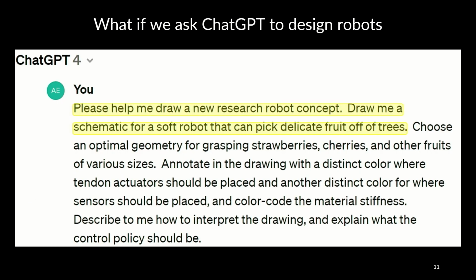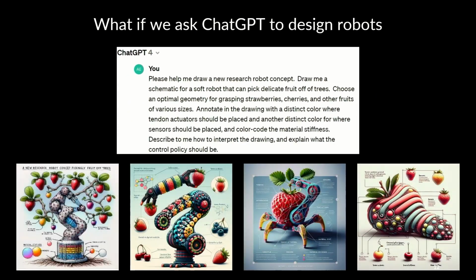Okay, so generative AI for robot design sounds like a really cool and brilliant idea. That's quickly tested. So now here I'm showing what happens when we ask ChatGPT to design a robot. Basically we ask, please help me draw a new research robot concept. Draw me a schematic for a soft robot that can pick delicate fruits off of trees. And after a few seconds, this is what we get.